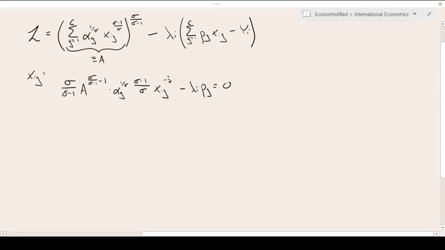So we can simplify a lot here. Firstly, I can cancel these constant terms. I can simplify some of the exponents, and I can move the lambda i pg over to the right-hand side. So let me do that now. That gives me A to the power 1 over sigma minus 1 times alpha g to the 1 over sigma times xig to the minus 1 over sigma equals lambda i pg. Okay, so this is the first order condition for good G.